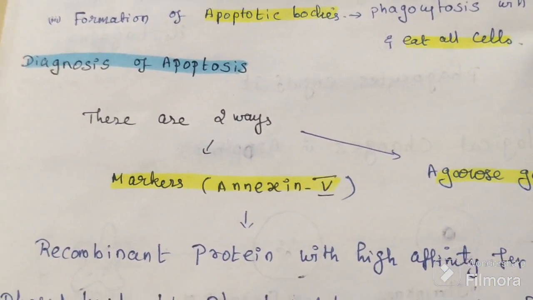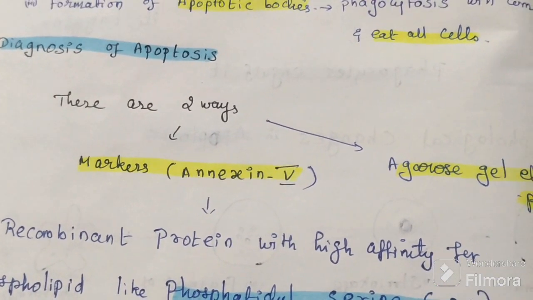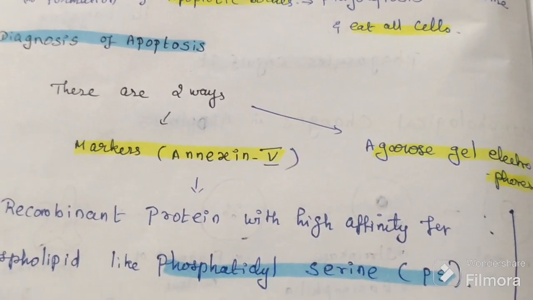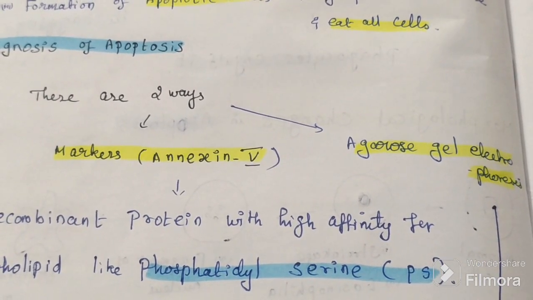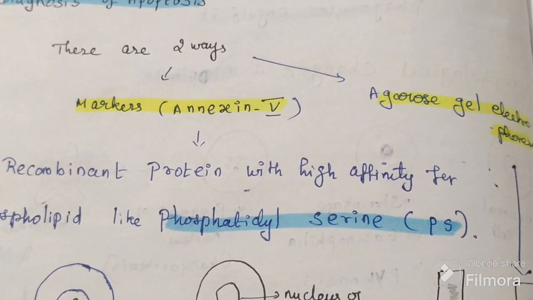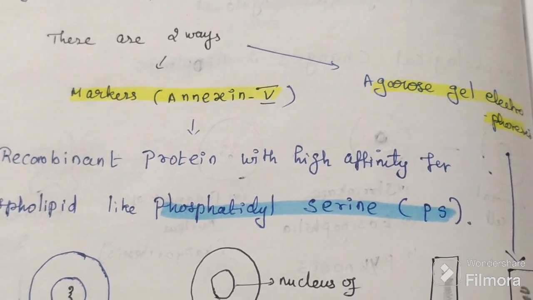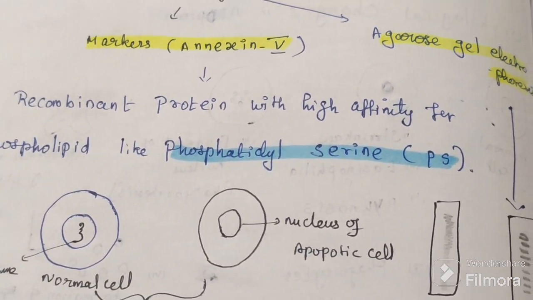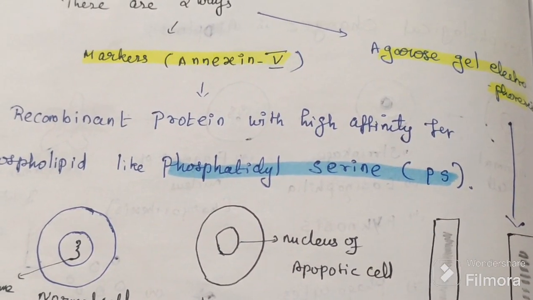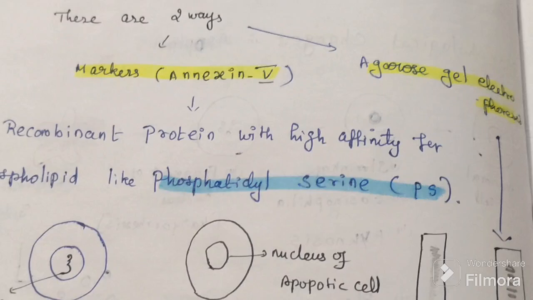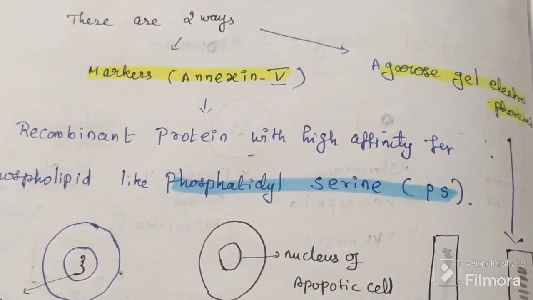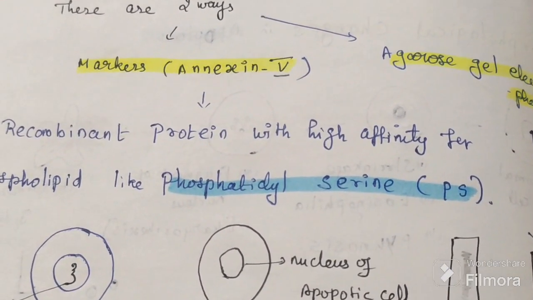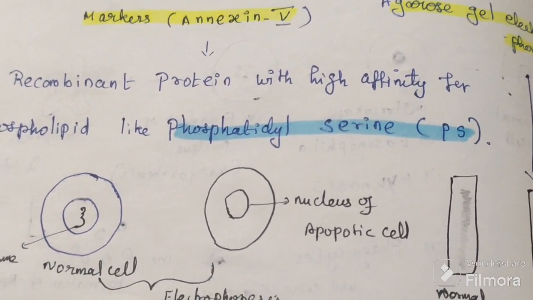Then next one is diagnosis of apoptosis. How do you diagnose apoptosis? There are two ways. First one is a marker. We use a marker called annexin V. Phosphatidylserine is present on the inner surface of the membrane in normal cells, but it is flipped out to the surface during apoptosis, so it acts as a marker. This annexin V acts as the marker.